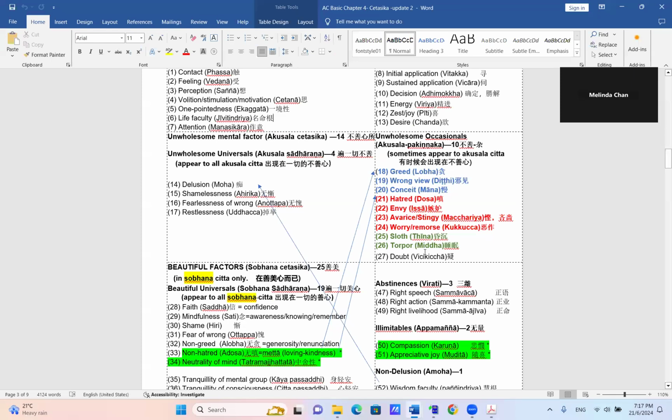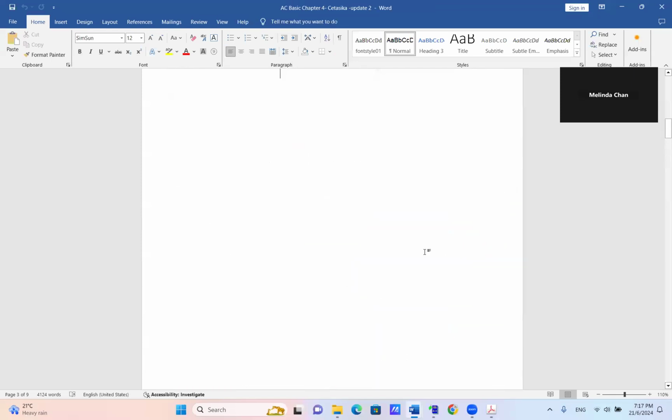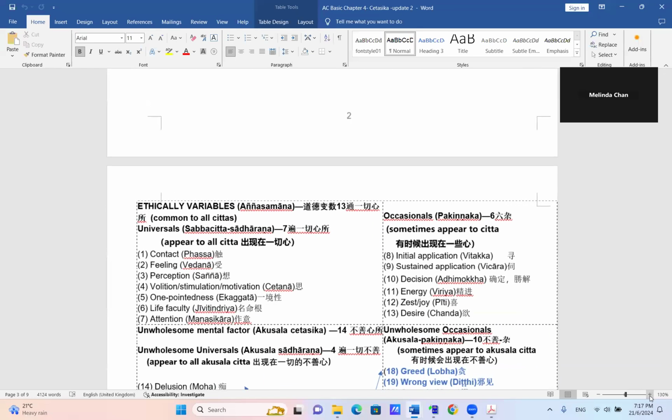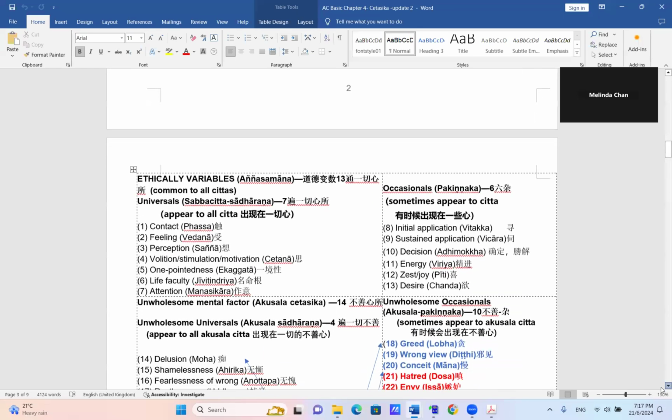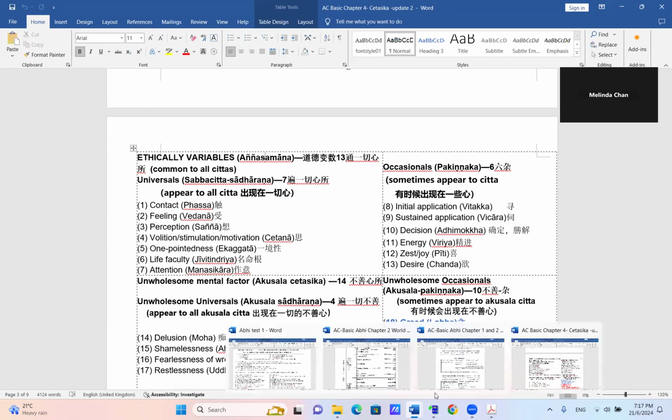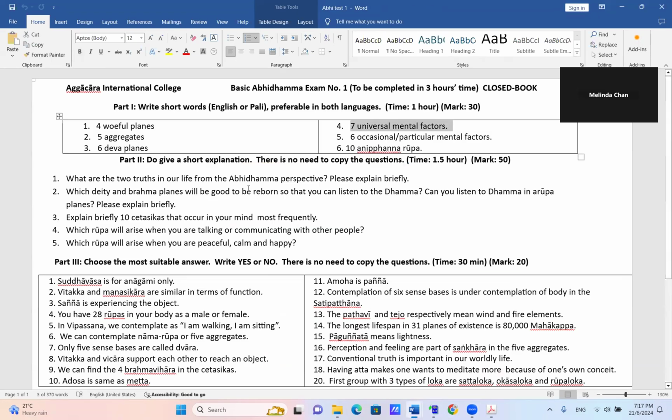Okay. Most of you get it right. Phassa, Vedana. That's why I asked you all to memorize the Pali. Phassa, Vedana, Sanna, Cetana, Ekaggata, Jivitindriya, Manasikara. These 7: contact, feeling, perception, volition, one-pointedness, life faculty, attention. So the question is very simple. It asks you to write Pali and English. You don't need to give me explanation, but if some of you give explanation, it is also not a problem.